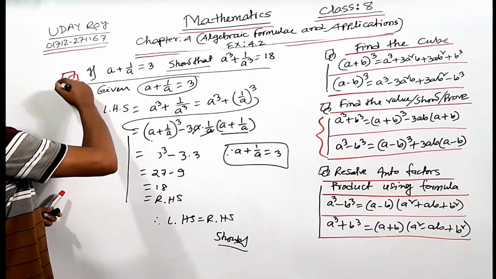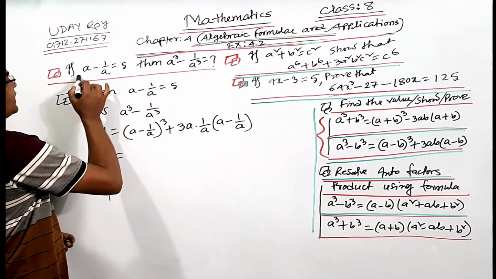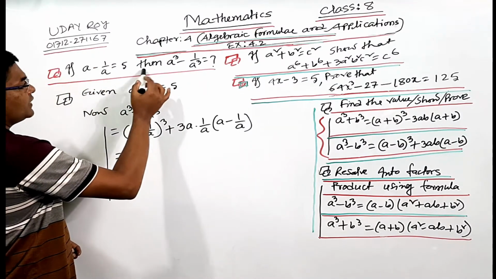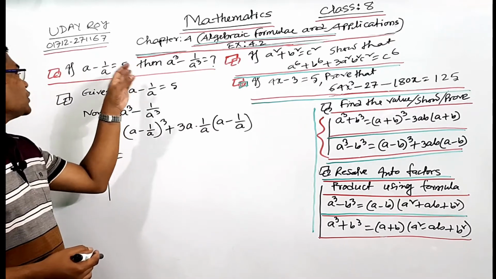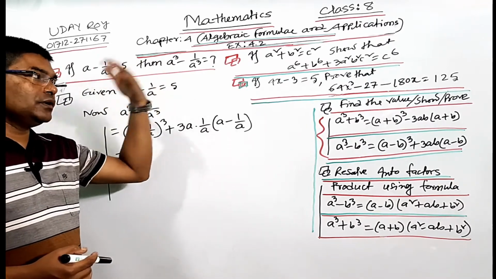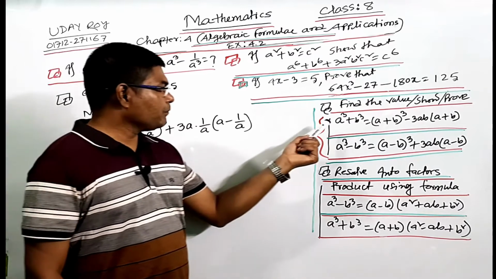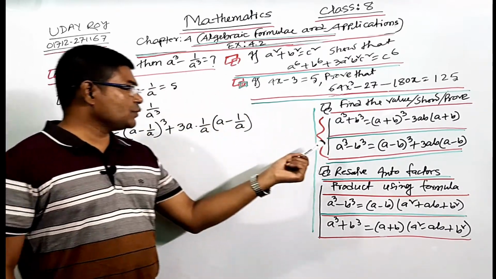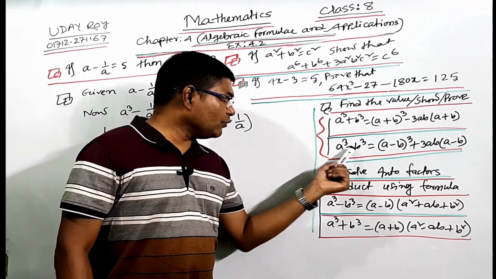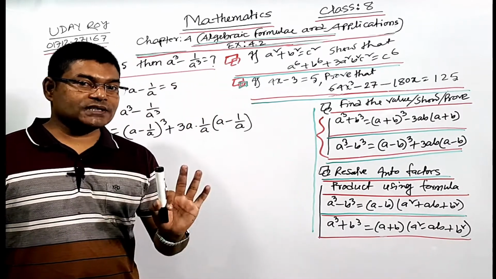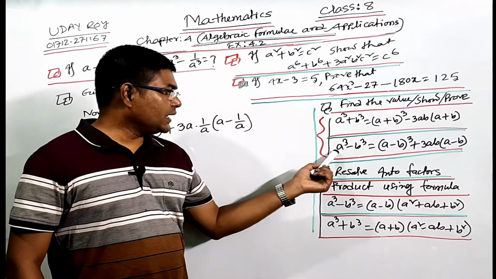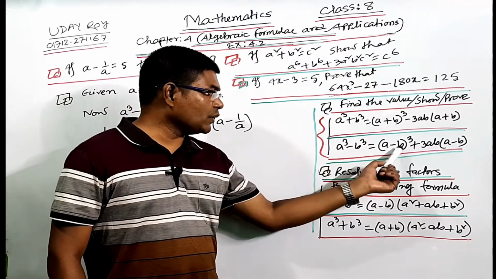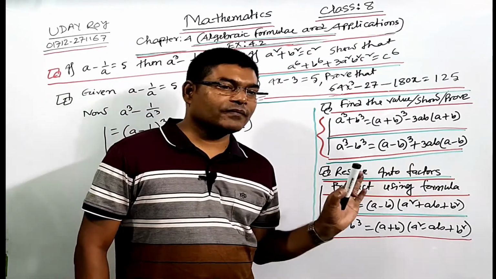So this maths is done. Here is another: if a minus 1 by a equal to 5, then a cube minus 1 by a cube equals what? This is also find the value. That means you have to follow a cube minus b cube. If it is cube, then you have to follow the cube formula: a cube minus b cube equals a minus b whole cube plus thrice ab into a minus b.